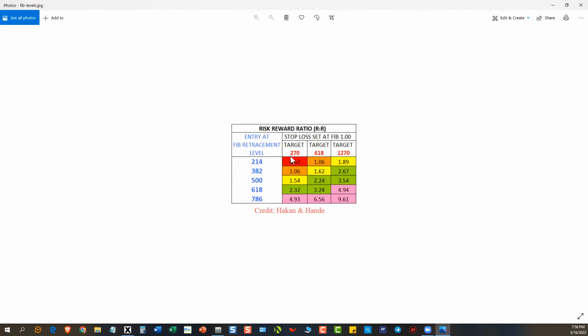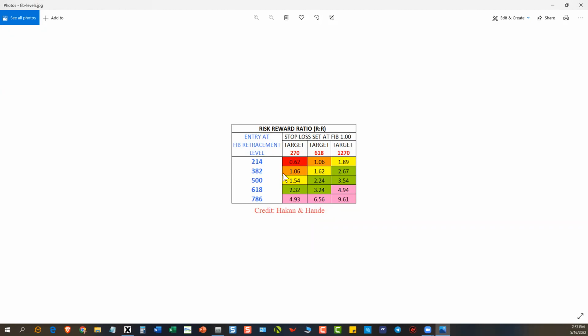Well, what was it? Understanding that when you get a retracement to 214, you have a 1 to only 0.62 relationship, right? So you're going to risk $1 to make 62 cents. Does that make sense? I'm going to risk $1 to make 62 cents. No, it doesn't.